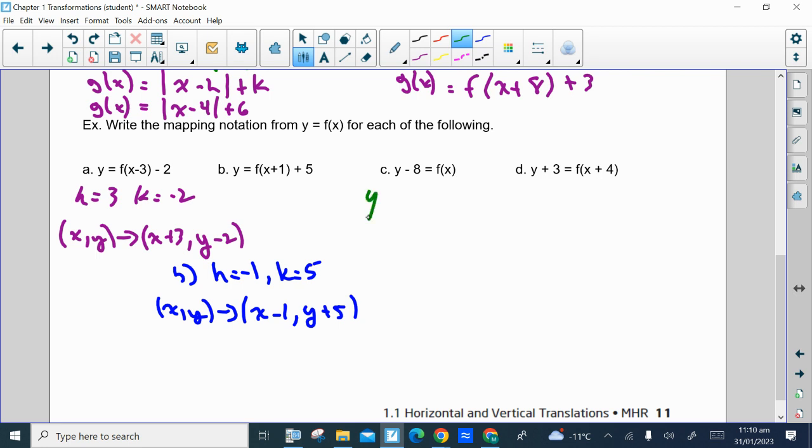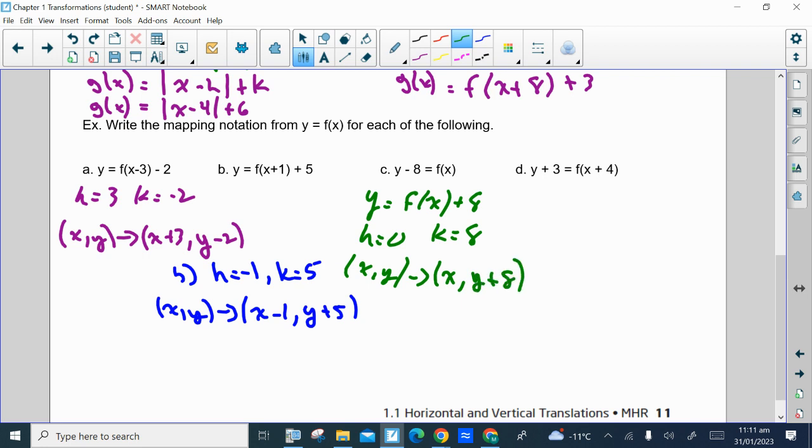Question C, I would probably get y by itself. In this case, there is no h value, or we could say h is 0. Our k value is positive 8. So the mapping notation here, the x value doesn't change. Only the y values are increased by 8. So x maps directly onto x.